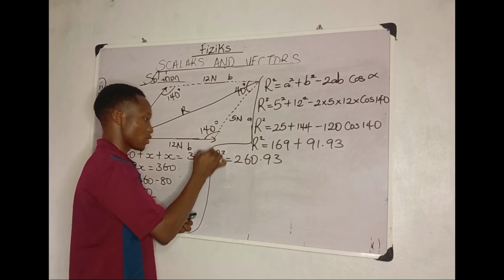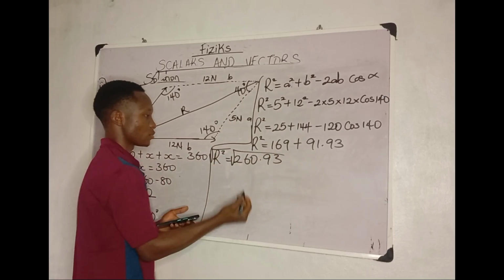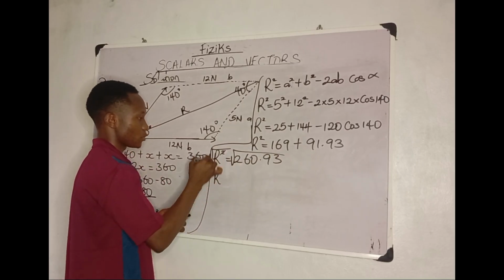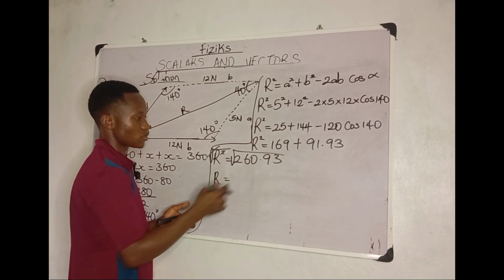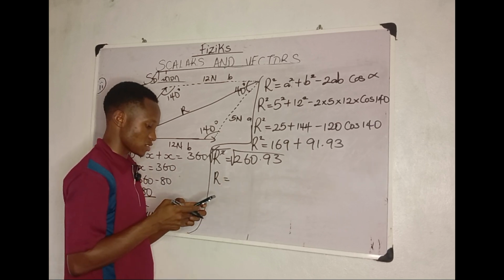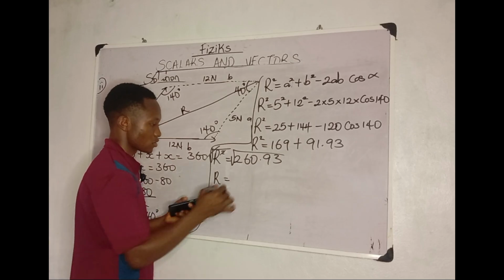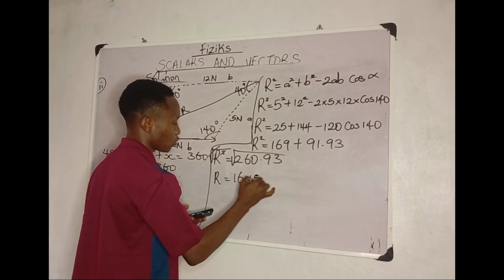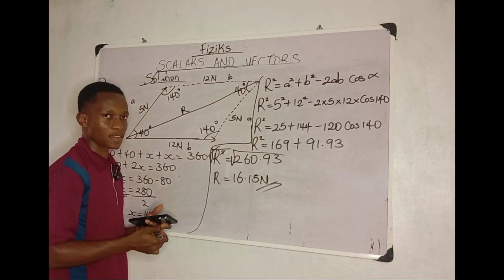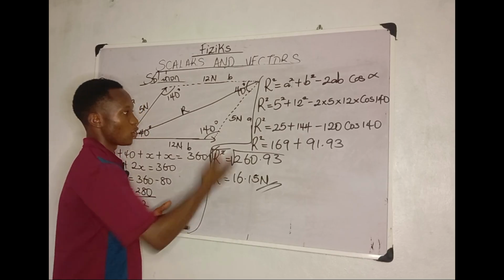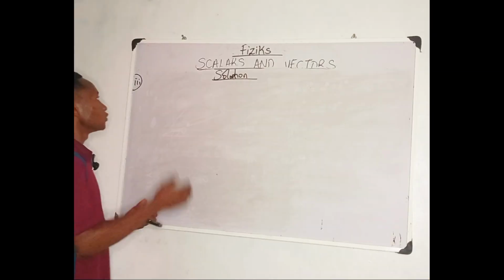How do I find my r? Very simple. I will square root both sides. Therefore, square cancels square root. R is equal to, what's the square root of 260.93? You can check as well with me. So it's going to give us 16.15. I'll put my Newton, and that becomes my answer for resultant of the second question. Over to the third one.